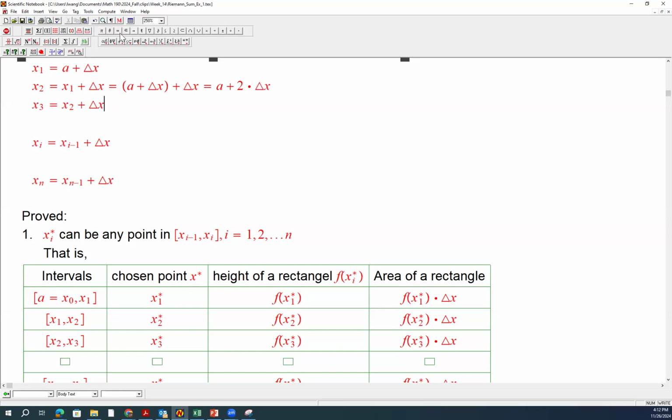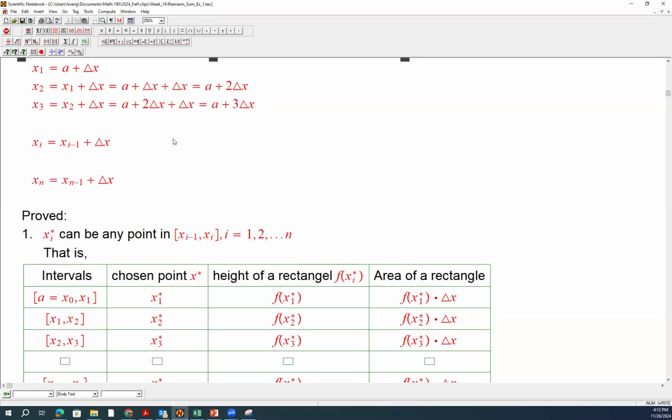And we continue this process. For x sub 2, I'm going to remove the dot. So x2 is equal to a plus delta x, which is a plus 2 times delta x, plus another delta x. You see the substitution. That's how it's done. You can see that the process is repetitive. And so next we get x sub 3 equals a plus 3 times delta x. We get to see more and more of the pattern.